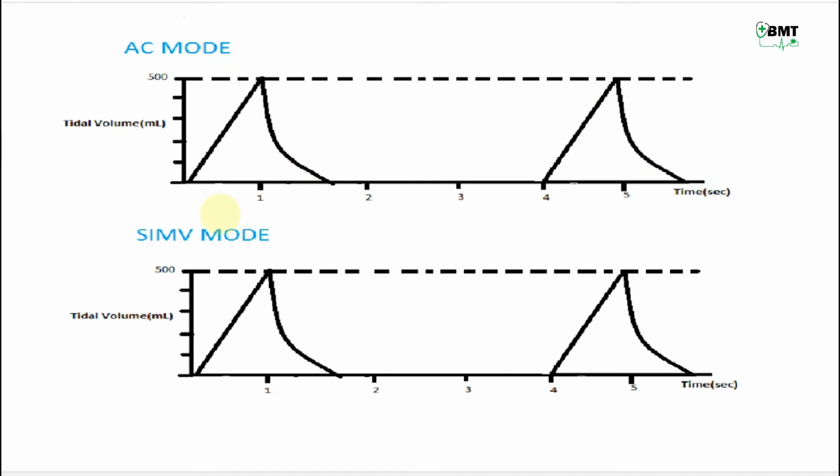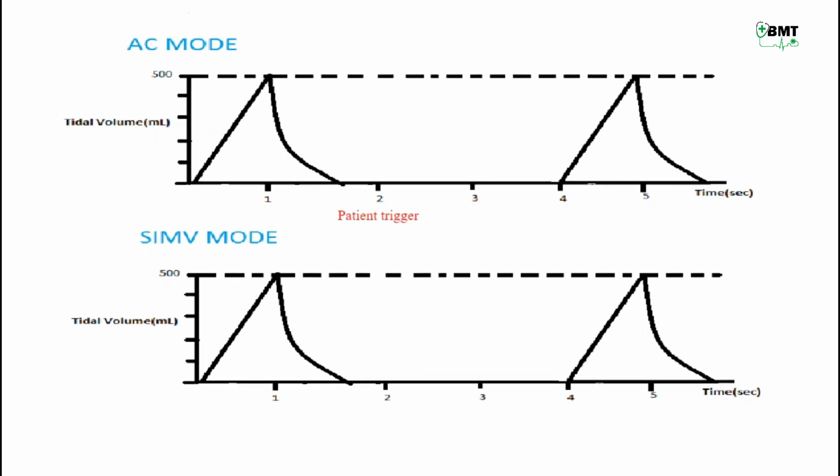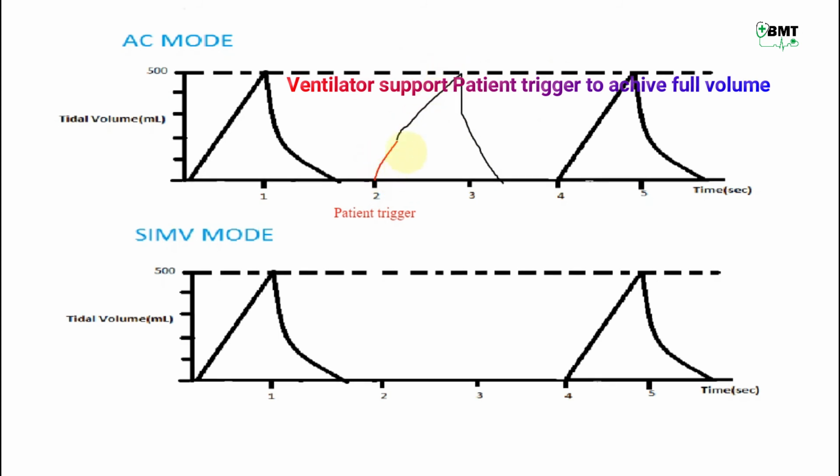Now let us assume if patient triggers a breath in between, for example at 2 seconds, then this triggered breath is assisted by the ventilator till the set volume. So as you can see, the waveform size is same for both machine triggered breath as well as for patient triggered breath. So in this mode, patient needs not much effort to take a single breath.